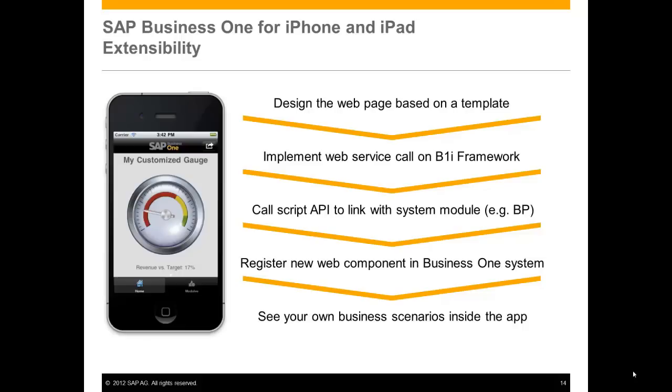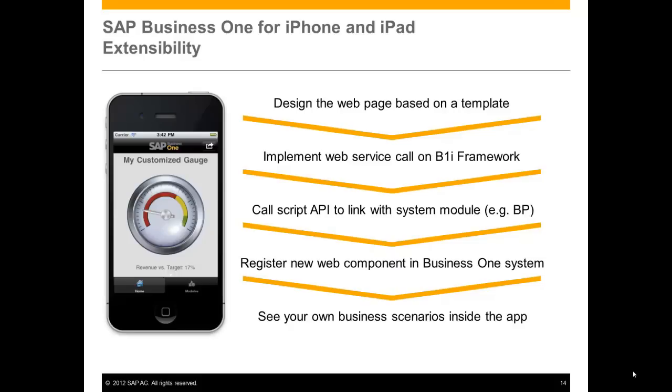You implement a web service call based on the Business One integration framework. You call a scripting API to link with the system module, for example, business partners. You register your new web component in the Business One system, and then you can see your own business scenarios inside the application. Very simple, standard way of extending out the functionality that we do make available.